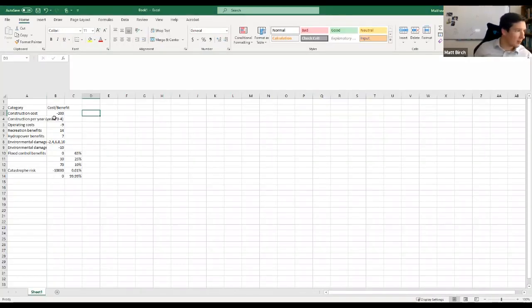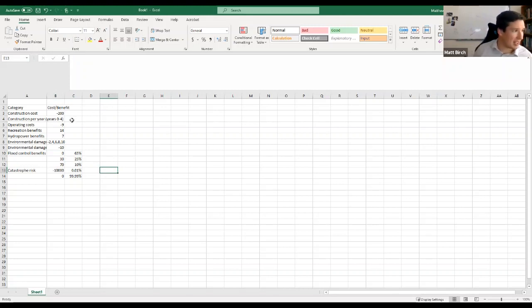All right, here we are. I've already recorded some of the information. You'll notice that for construction costs, the 200 million, I've made that be a negative number. Operating costs, 9 million, negative number. Environmental damages, any sort of cost I'm making be a negative number because that's going to be working against us. It's a negative value. The recreation benefits, the hydropower benefits, the flood control benefits, those are all positive numbers because those are the good things we get out of this.